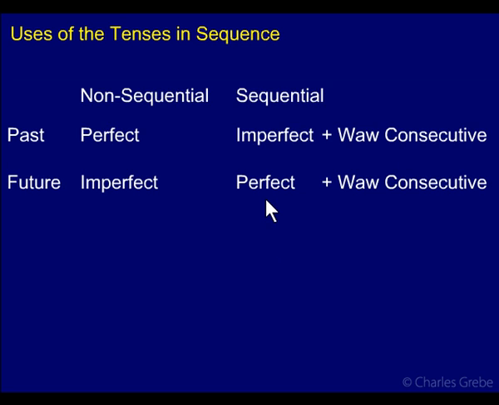Conversely, for the future narrative sequence, you take the perfect and you put it with this special vav consecutive, and you get the future narrative sequence. So what we see here is a bit of a flip-flop. You take a past tense, or at least a tense that can be translated as the past, the perfect, and you add this special vav to it, and it becomes future. Likewise, you take the imperfect, something that can be translated as a future, you add this special vav to it, called the vav consecutive, and you get a past tense narrative sequence.